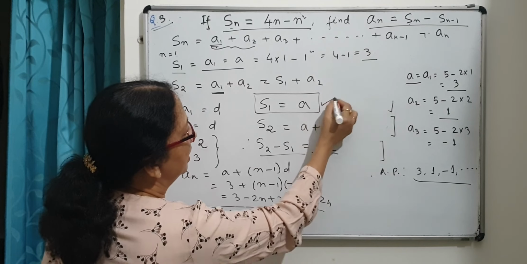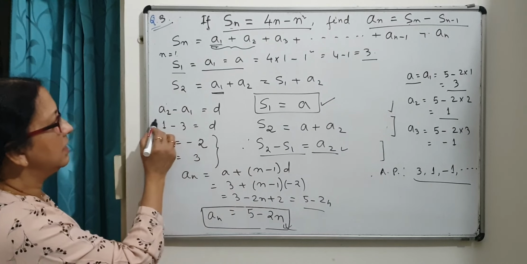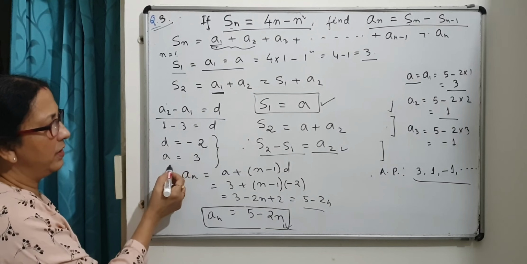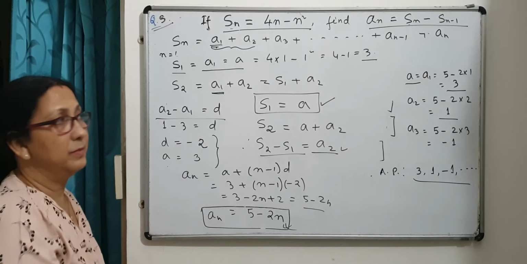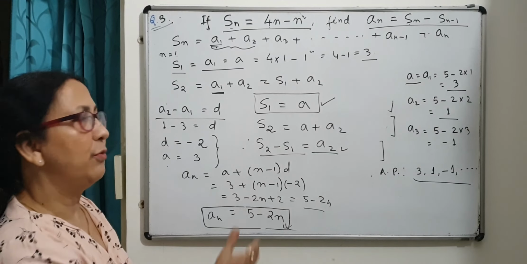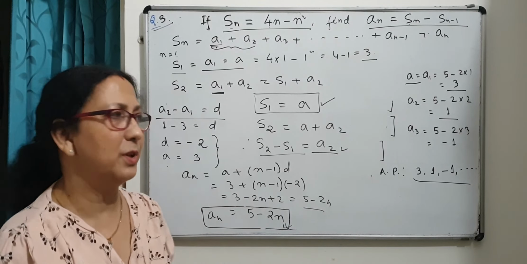When I know A and when I know A2, I can find D, and when I know D and when I know A, I know the nth term. So this is another approach where you can avoid the simplification. So I have shown you both the methods. Okay.